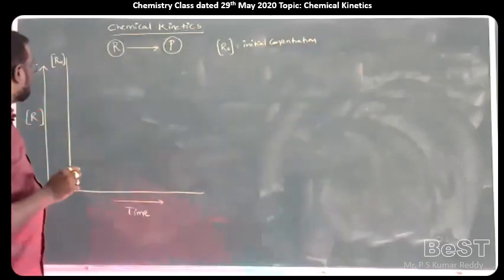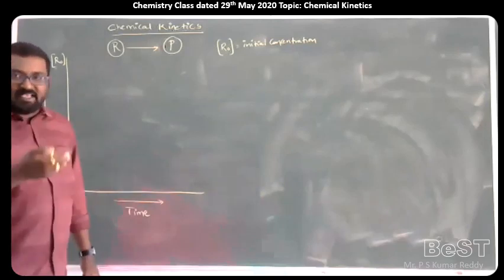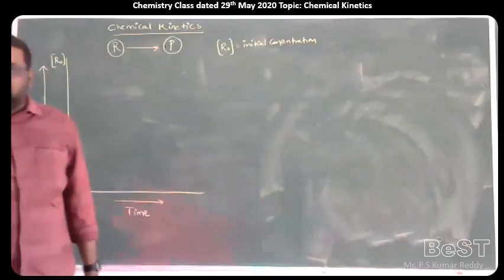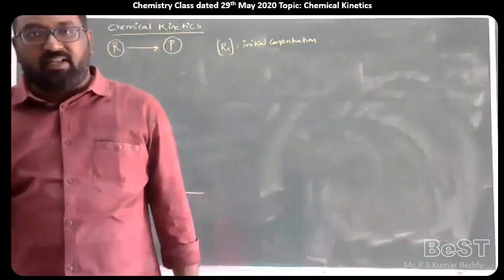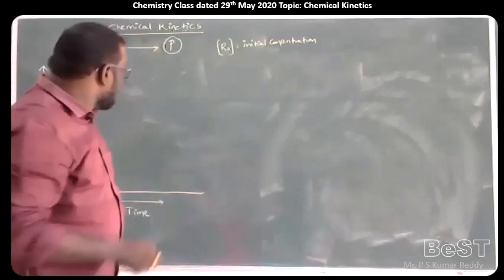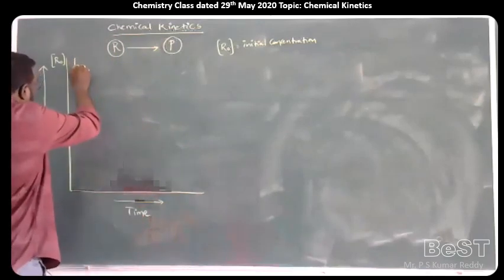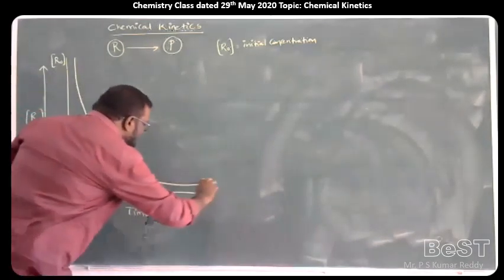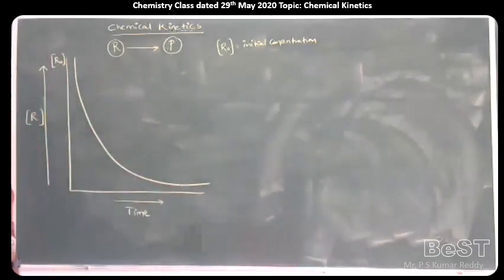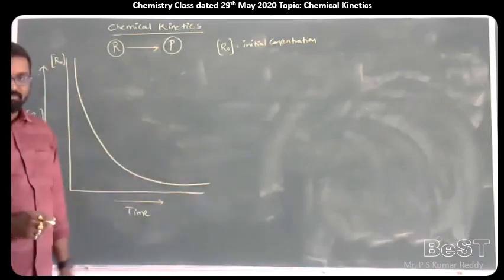Now, as the reaction is proceeding, we had discussed that the concentration of the reactants goes on decreasing. So here, as the reaction is proceeding, you can see that the concentration of the reactant is going on decreasing like this. This graph clearly shows how the concentration of the reactant is decreasing as the time is going on.